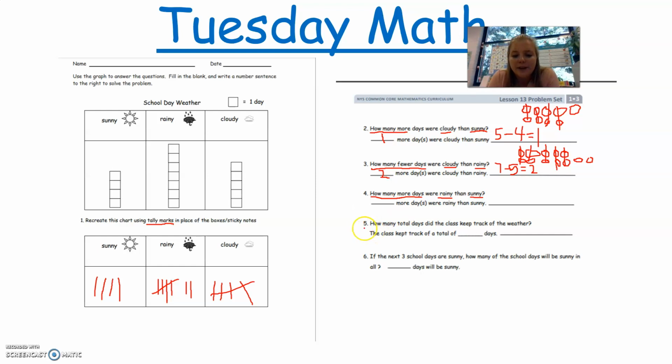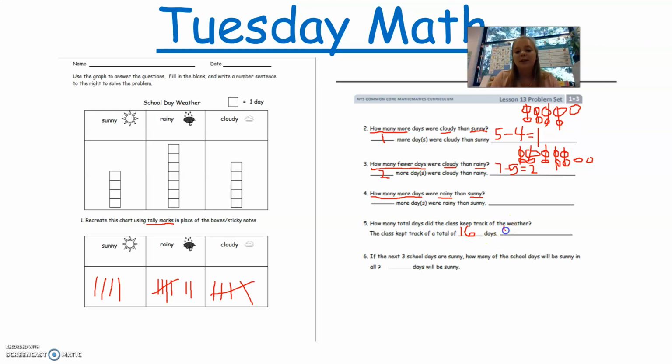Alright, number 5. How many total days did the class keep track of the weather? So for total, we need to know all together. So we could count them, right? So let's count all the days. Where's my pen at? There it is. Okay. 1, 2, 3, 4, 5, 6, 7, 8, 9, 10, 11, 12, 13, 14, 15, 16. 16 days. What will be the addition sentence for that one?